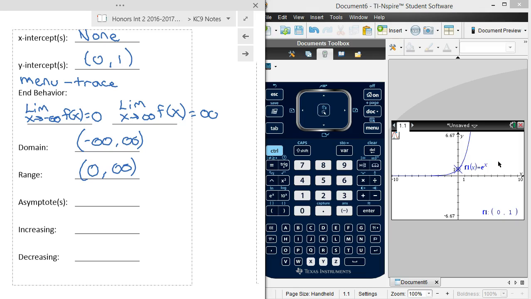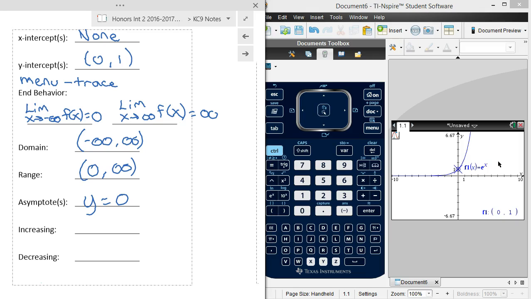Asymptotes: again, we know it has this horizontal asymptote. We said it was 0, but what is 0? Well, for this one, horizontal is y equals, so y equals 0. And then is this function increasing or decreasing?